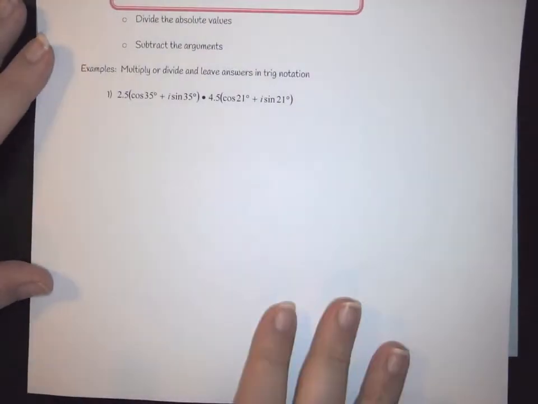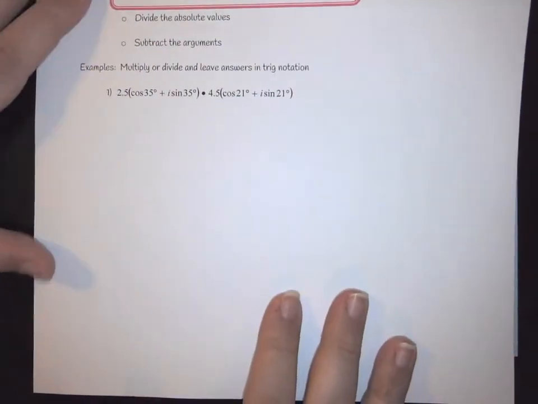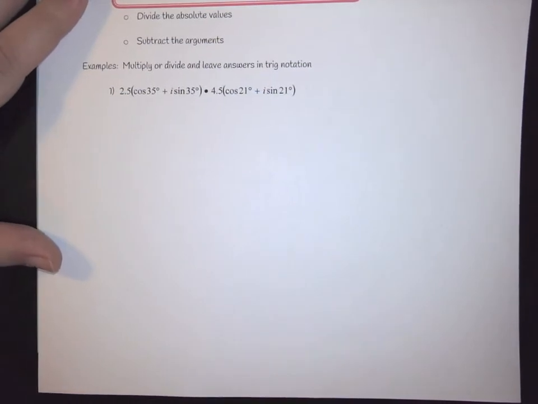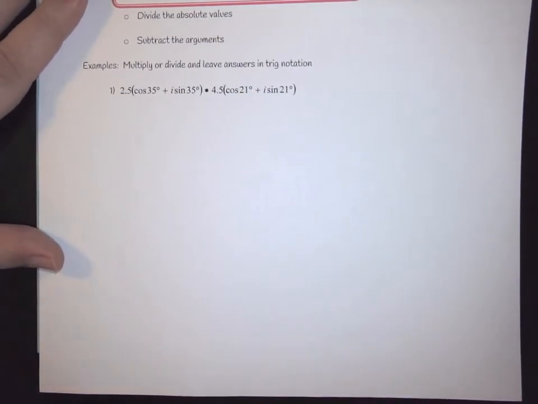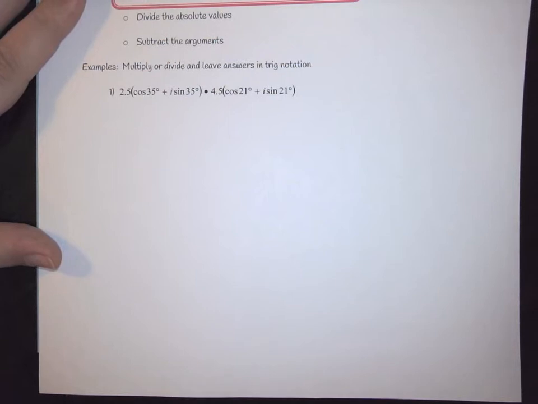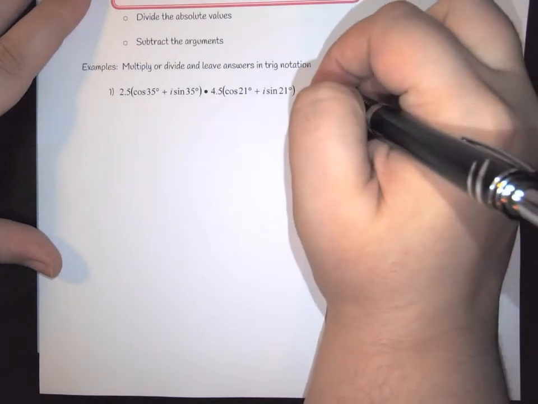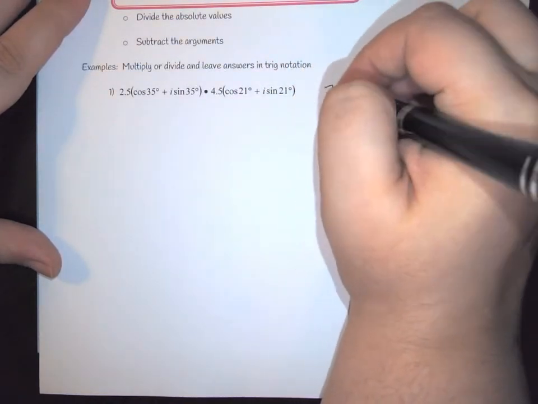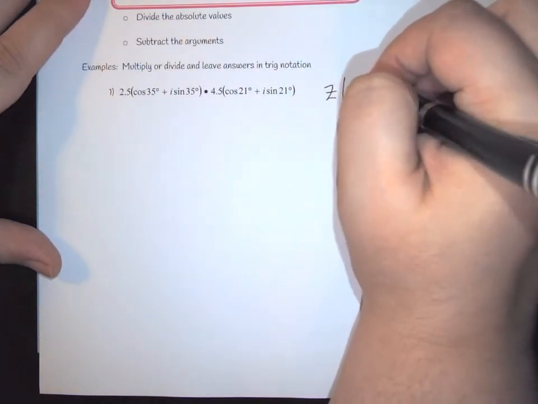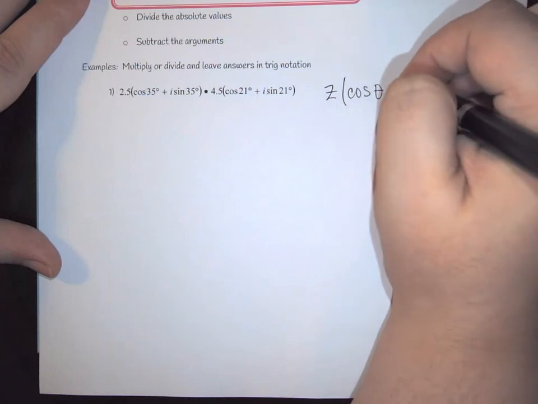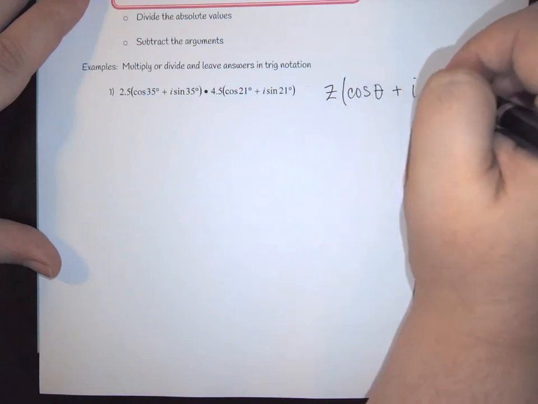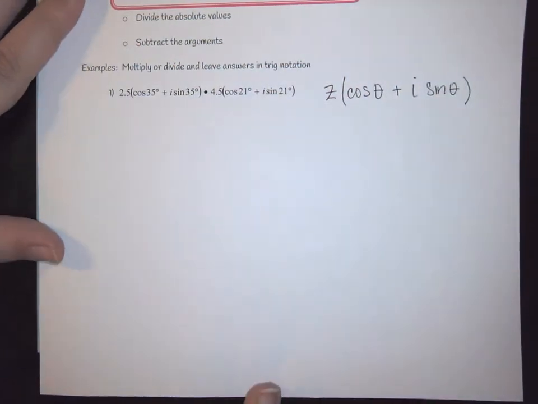So let's go ahead and look at an example of each so that you can see how it works. This first one says to multiply or divide and leave answers in trig notation. So we're not simplifying or evaluating, we're leaving it in trig notation. As a reminder, trig notation is z times the cosine of your angle plus i sine of your angle.